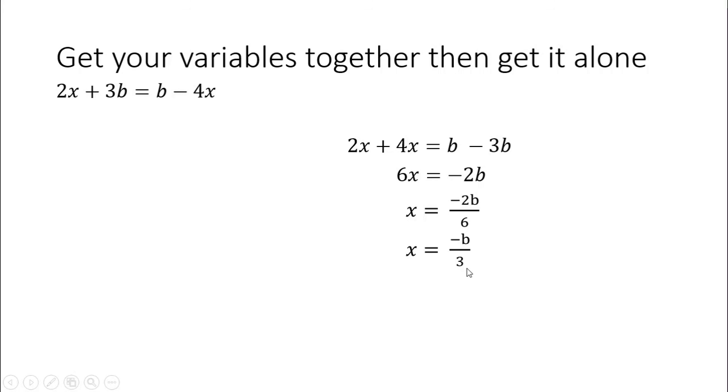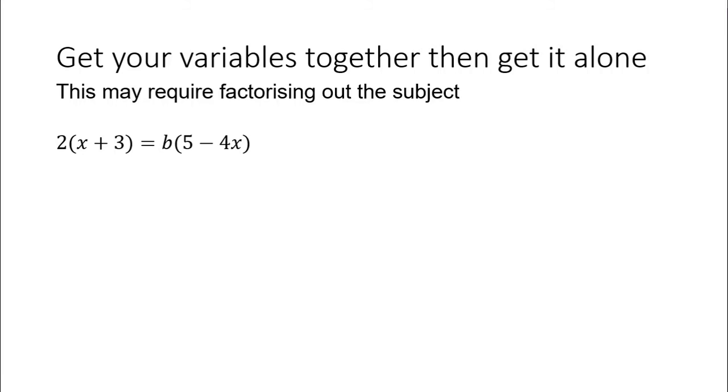Okay, let's try a slightly harder one now. So again, this is get your variables together and then get it alone. But this time we may require factorizing out the subject. When there's more than one x term and you can't group those terms together, you'll need to factor the x out. So I've got brackets here, and the x, the subject that I want on its own, is inside the bracket. So the easiest thing for me to do would be to multiply those brackets through. So I'm going to go ahead and multiply them both through.